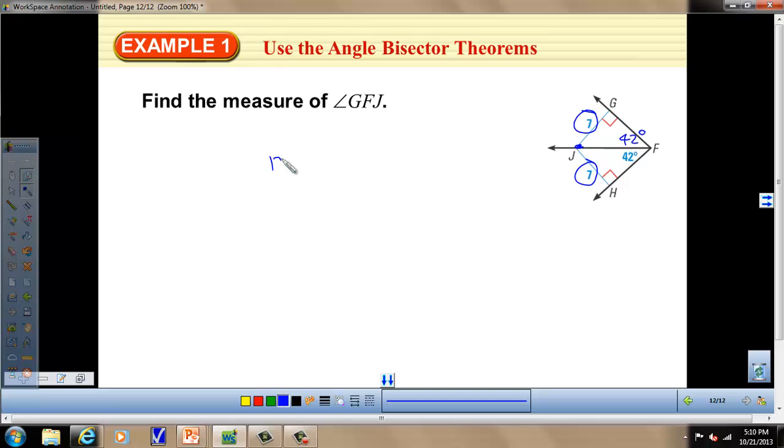So in this case, the measure of angle GFJ ends up being 42 degrees. So yeah, basically, again, if we have a point that's on the angle bisector, then the distance from this point to either side of the big angle, if we draw it and the distances are the same, then these angles have to be the same.